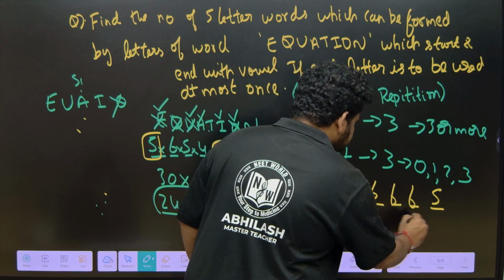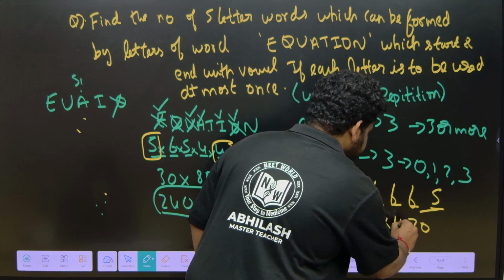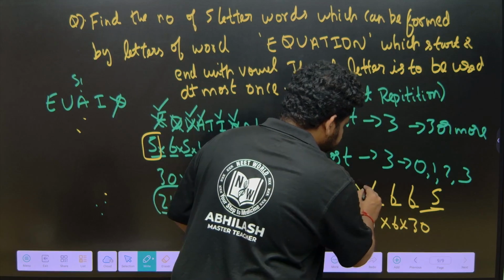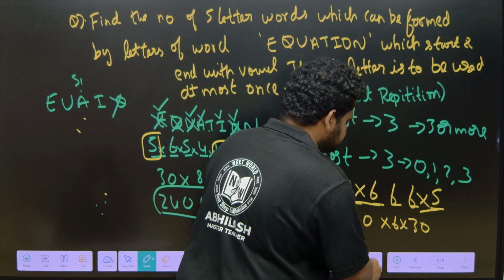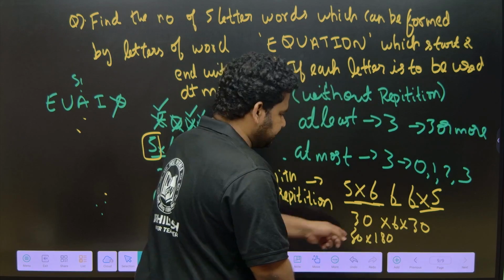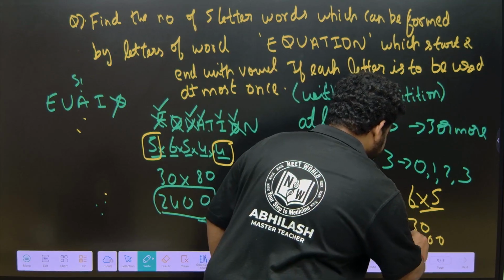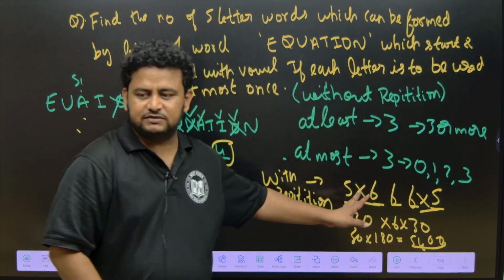5 6 are 30. This also 5 6 are 30. This is 6. See, this 2 5 6 are 30. 30 into 6 is 180. Correct? So this will become what? 0 0, I'll write it. 18 3 is 54. 5400. This is with repetition.